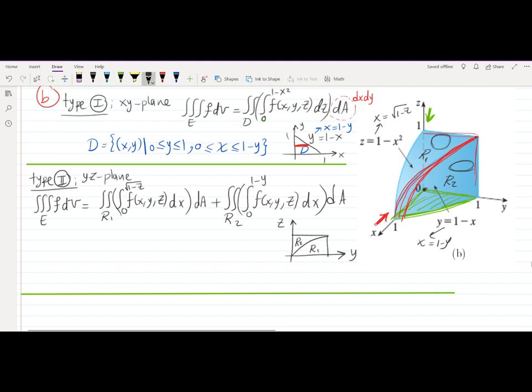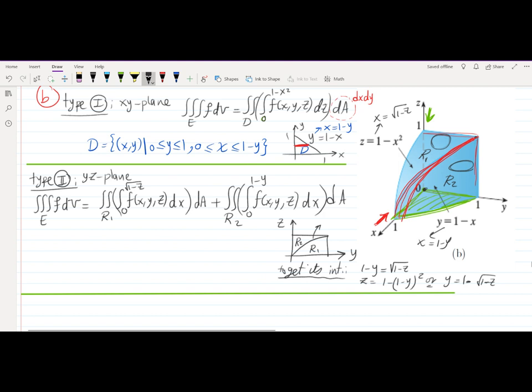And now, what about the equation of this curve? To get the intersection, we can equate these to each other. This is x equals and this is x equals. So to get the intersection, it will be 1 minus y equals root 1 minus z. So it is z equals 1 minus the quantity 1 minus y squared, or y equals 1 minus root z.